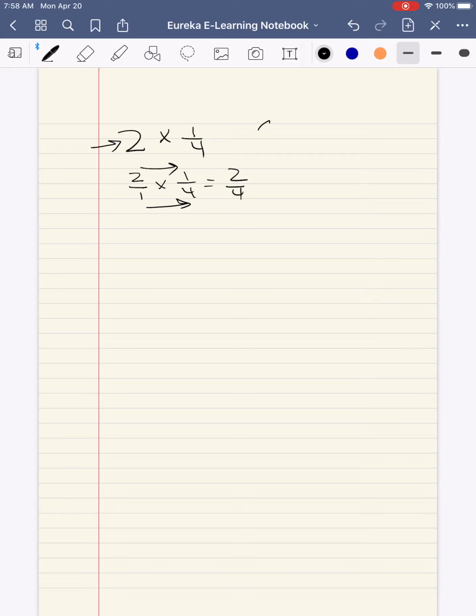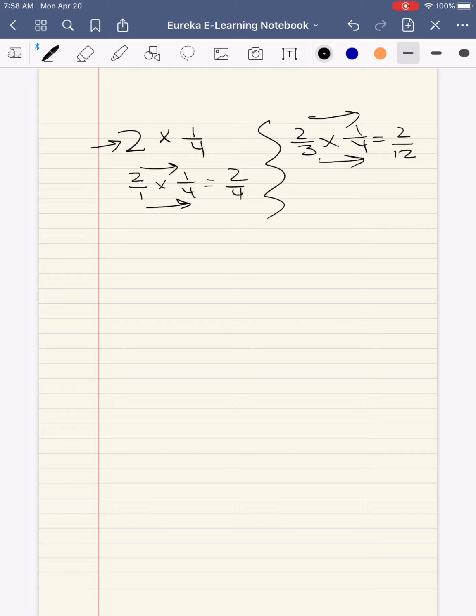Same thing if you just have fractions. 2 over 3 times 1 over 4. 2 times 1 is 2. 3 times 4 is 12. You're just multiplying straight across. Right now, I'm not very worried about you guys having to simplify. We will go over that later.